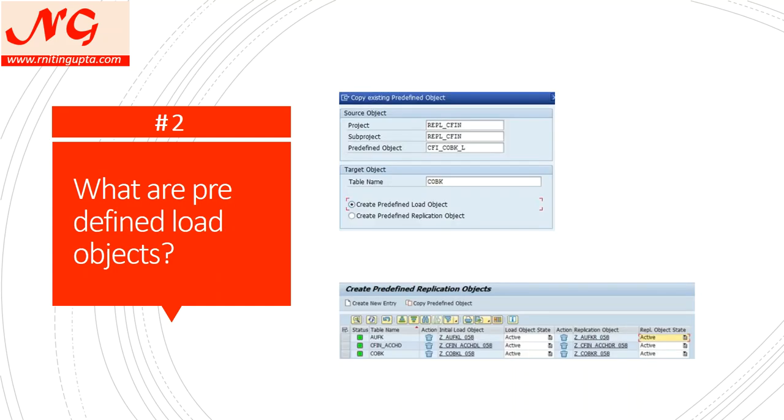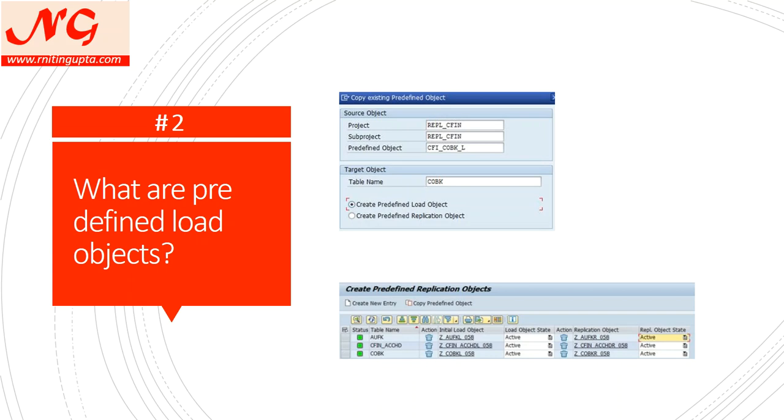What are the predefined load objects? So this is again part of the SLT configuration. Standard SAP has given the predefined load objects. It is per table. So if you see on the first screen, these are standard. So we say REPL underscore CFIN sub project, and then we have COBK underscore L. So CFIN underscore COBK underscore L means it is a load object. This object is for initial load, and then we have table COBK.